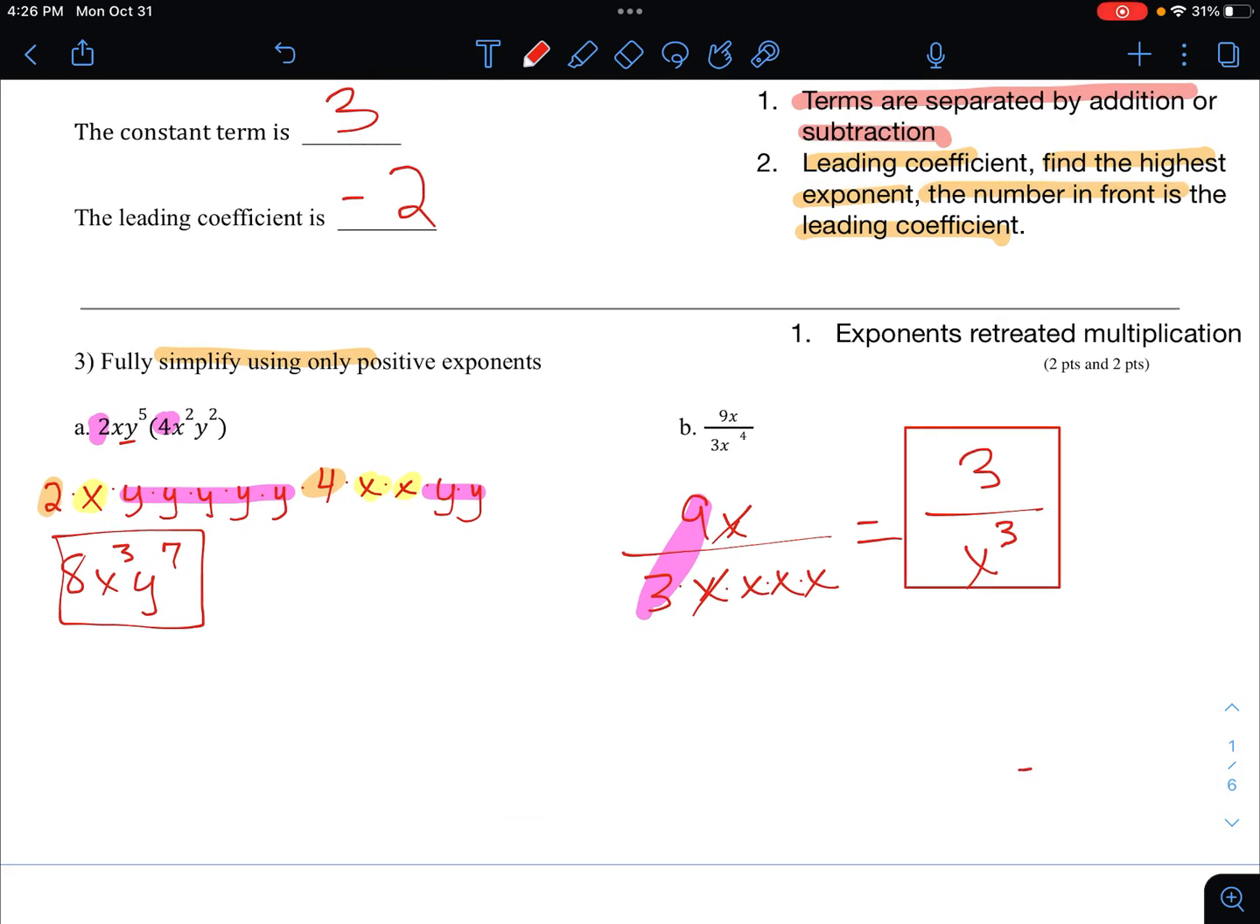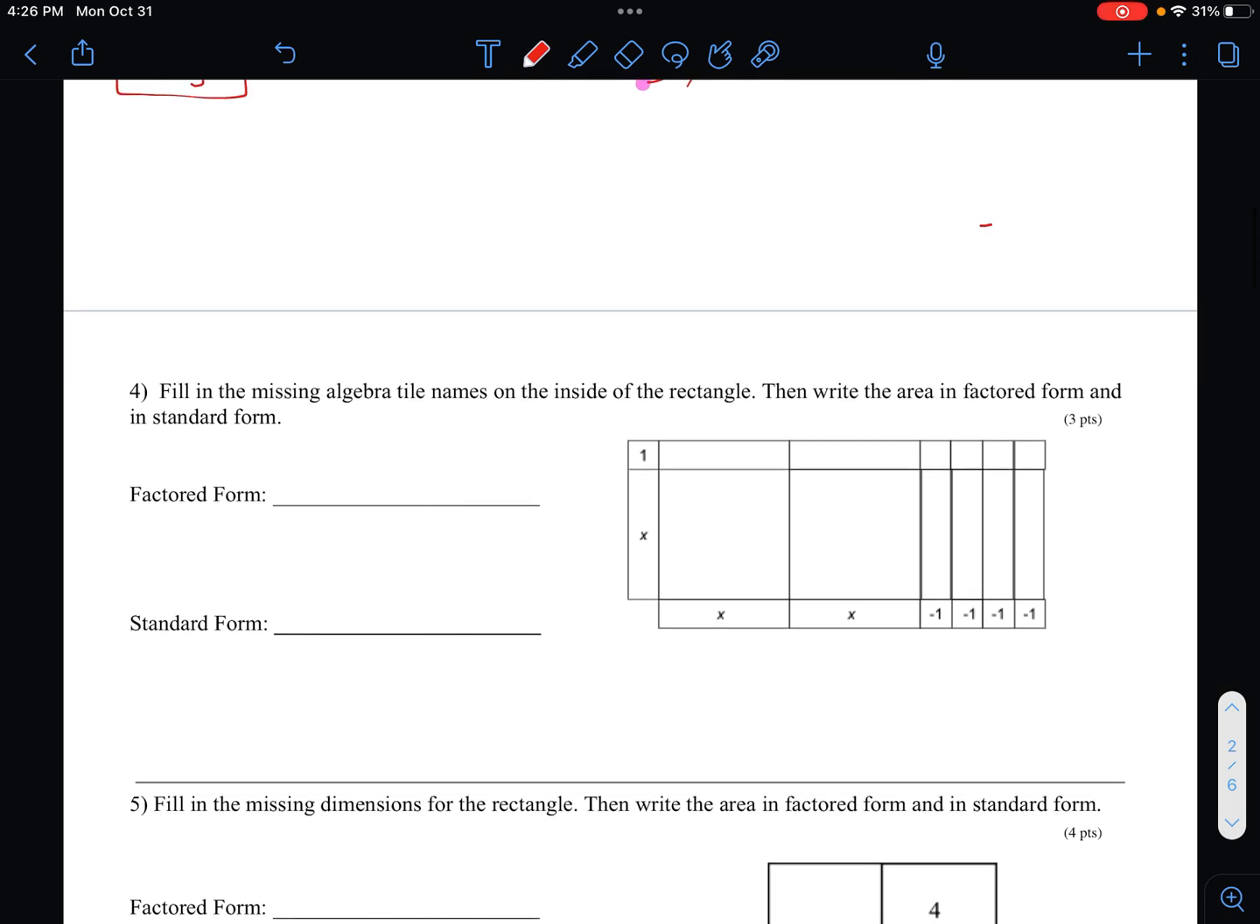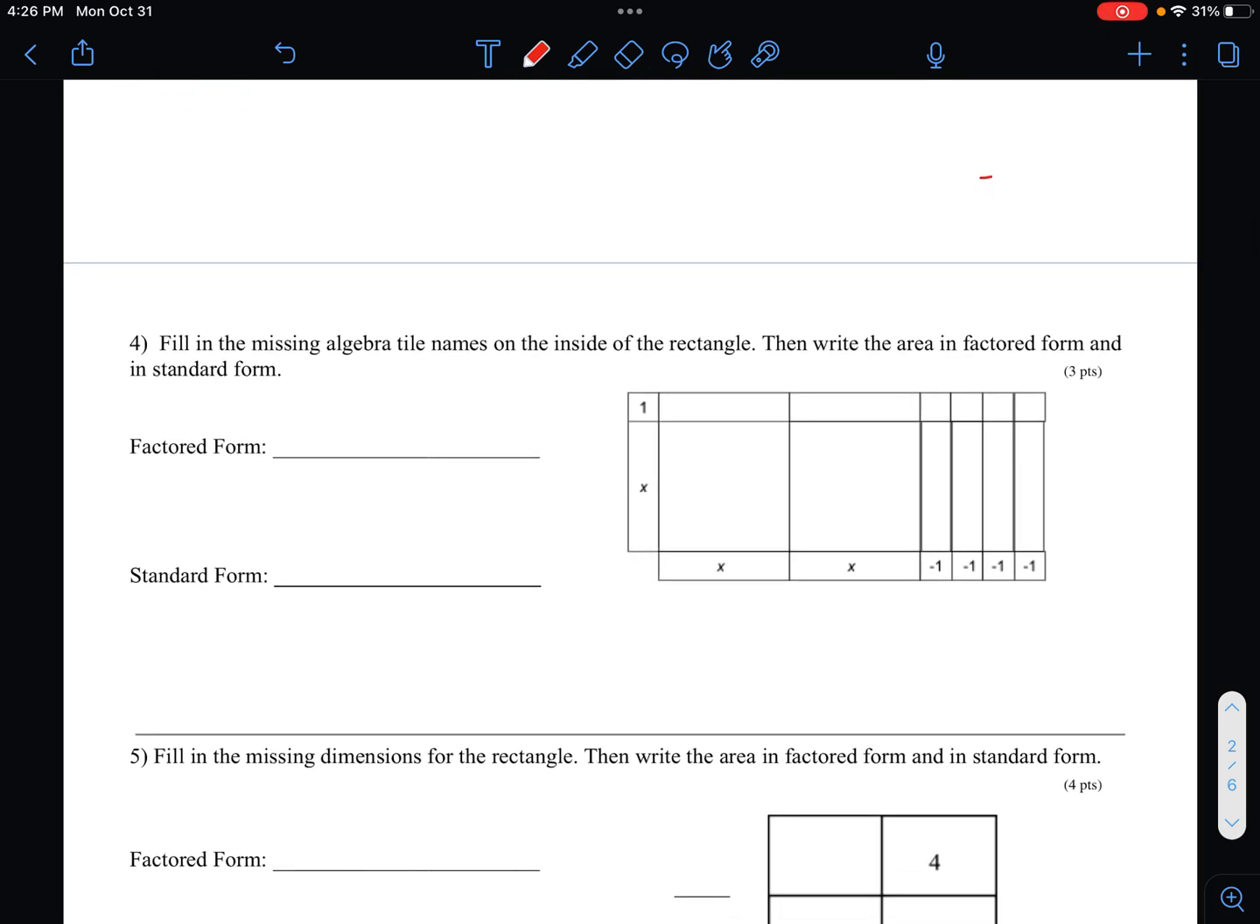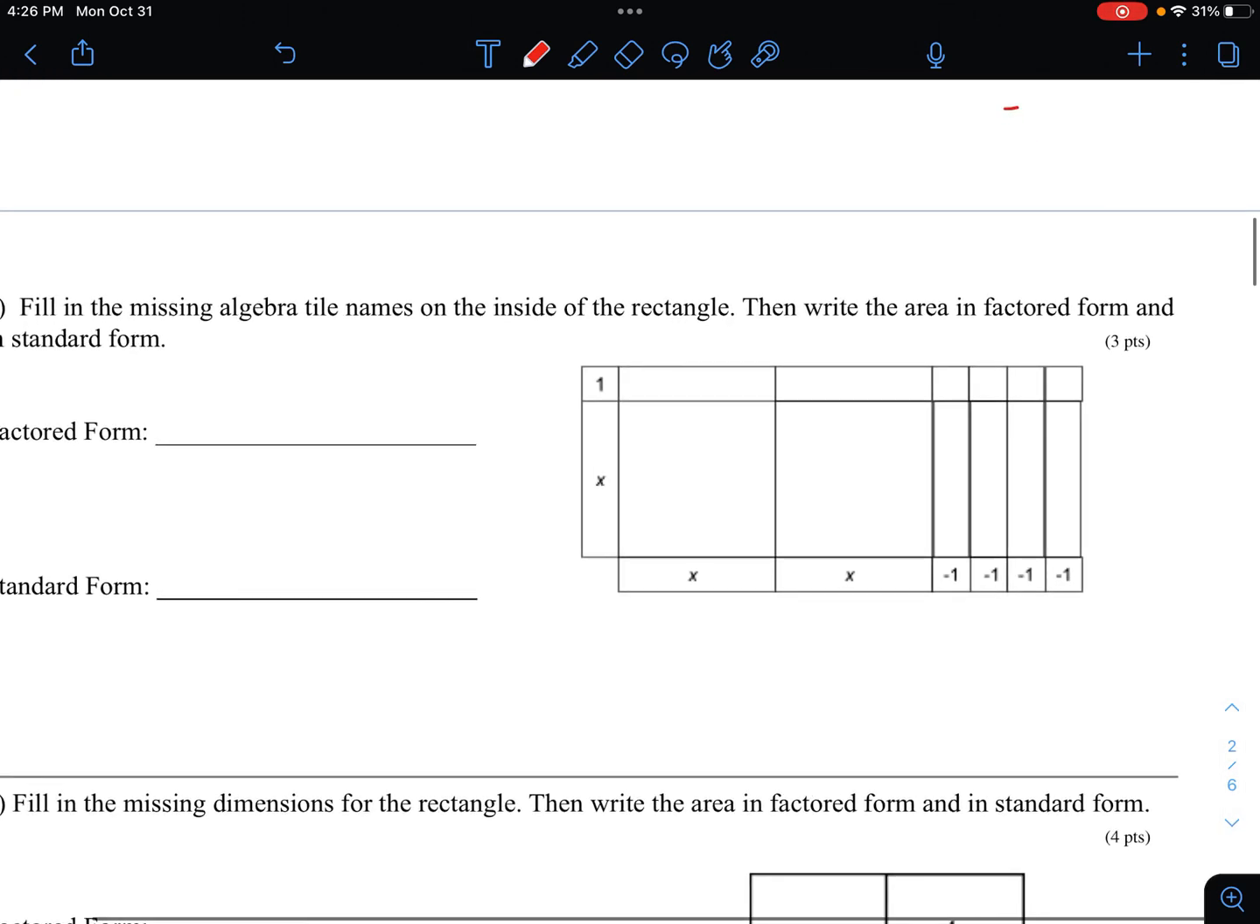And we're done. All right, continuing on. Number 4. All right, so it says fill in the algebra tiles. Okay, so the algebra tiles are on the outside. Find the area. All right, so remember these larger squares we said were x squared, right?